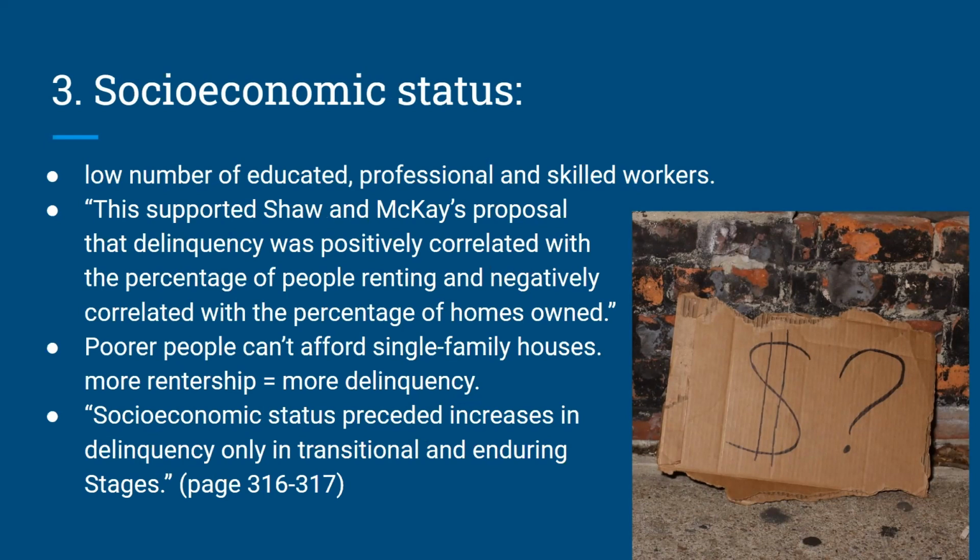And this supported Shaw and McKay's proposal that delinquency was positively correlated with the percentage of people renting and negatively correlated with the percentage of homes owned. And so basically, poor people can't afford single-family houses due to things like mortgage and bills, and so this leads to more rentership, because it's in temporary housing usually with rentership, and it can be even unaffordable at that point. This leads to weaker commitment to the homes and weaker community bonds.